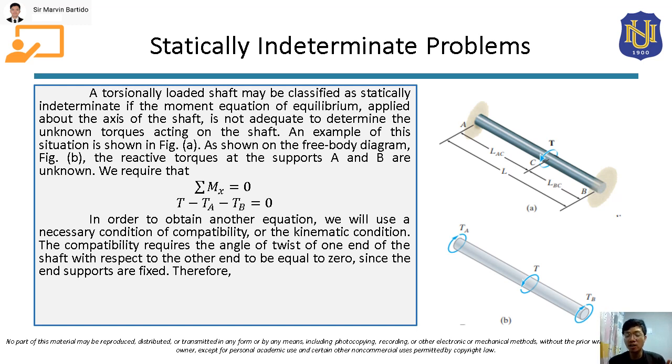Class, take note that both ends are restrained from moving. So the angle of twist at both ends will just be 0 if we sum them up. If we sum up, class, the angle of twist of segment AC and segment CB, they will be 0. Therefore, class, the angle of twist of this segment AB will be 0.